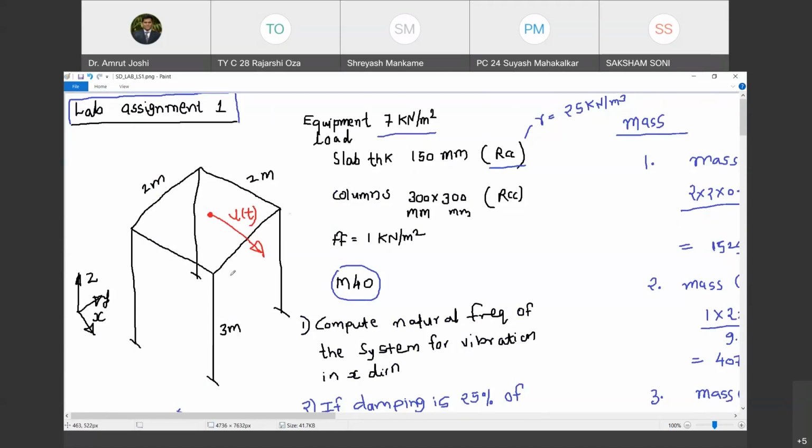Are you with me till this point? Please type your response in chat box. Yes.